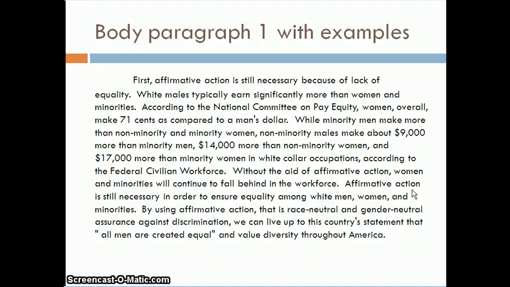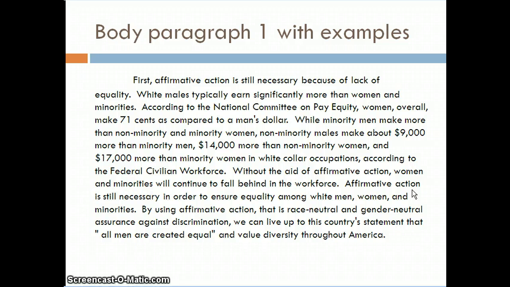Here's the first body paragraph with examples. First, affirmative action is still necessary because of lack of equality. White males typically earn significantly more than women and minorities. According to the National Committee on Pay Equity, women overall make 71 cents as compared to a man's dollar. While minority men make more than non-minority and minority women, non-minority males make about $9,000 more than minority men, $14,000 more than non-minority women, and $17,000 more than minority women in white-collar occupations, according to the federal civilian workforce.